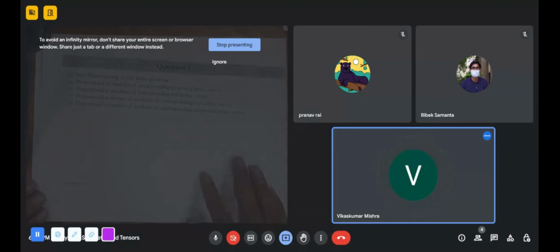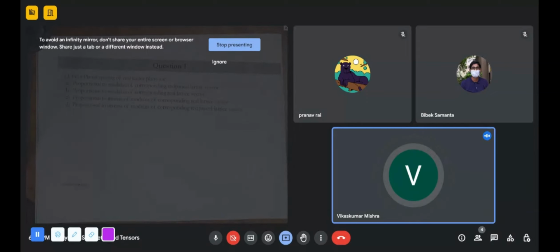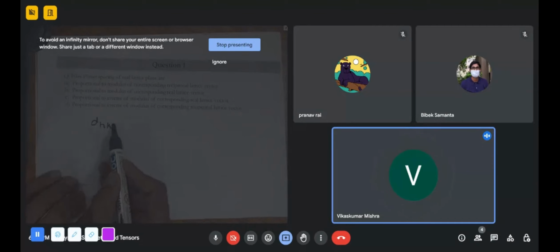The question is telling us, let us read it first. What is the interplanar spacing of the real plane R? They are asking about the d HKL, and how it is related.